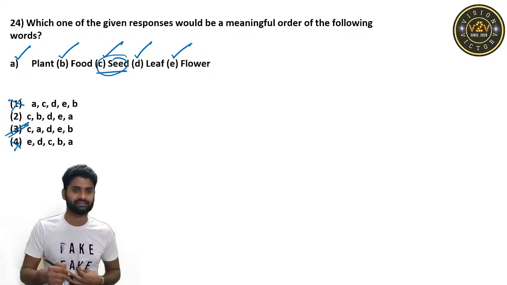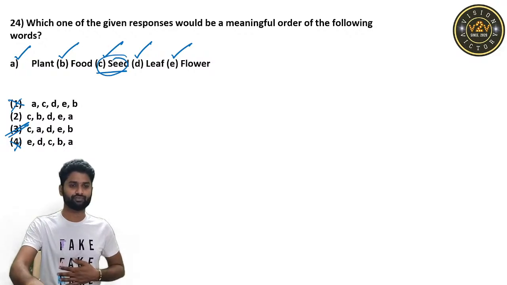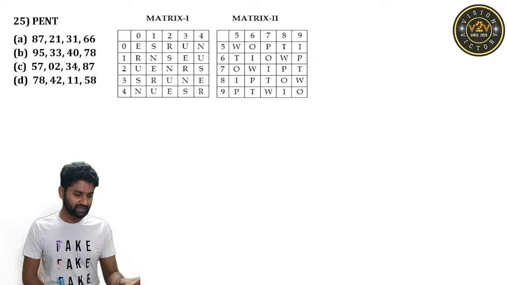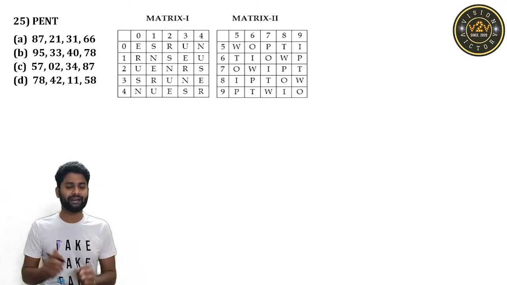CADEB is the correct answer. Finally, you will get food. Next, 25th question. There are two matrices given, and you have to identify the suitable code for PENT.